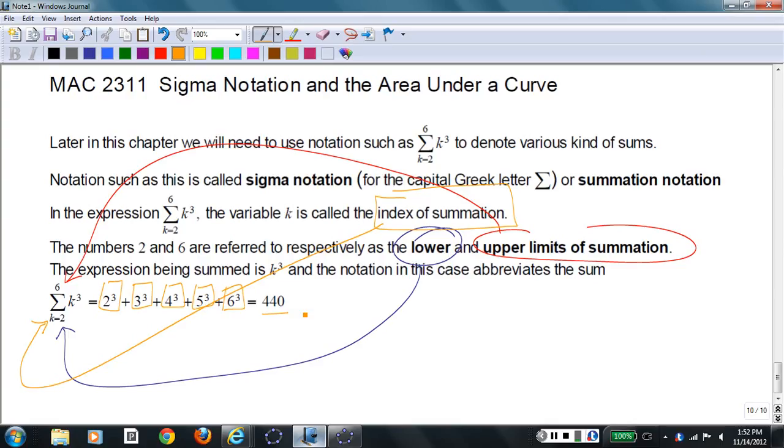Sigma notation will give us a convenient way of expressing the sum of various either rectangles or trapezoids that we may inscribe in the regions over intervals underneath the curve to be able to calculate or approximate the area bounded by the graph of a continuous function and the x-axis.